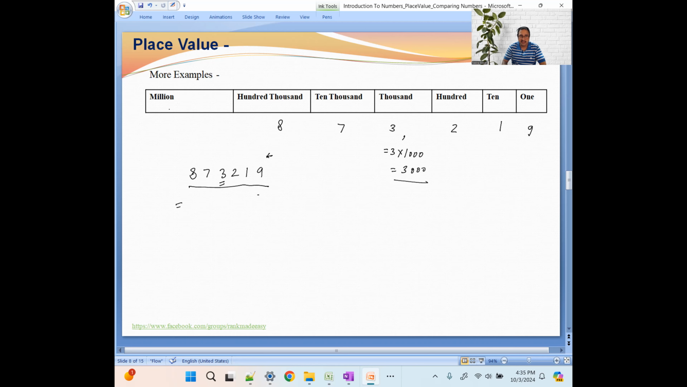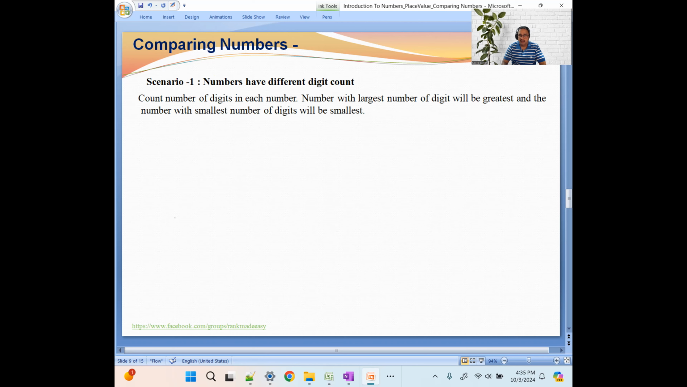So if you understand this place value table, you will learn how to spell the numbers correctly. Okay. So hope you understand this. Let's move to the next thing. So far we discussed the basic usage of numbers and place value, and now we have to use the place value for comparing numbers.